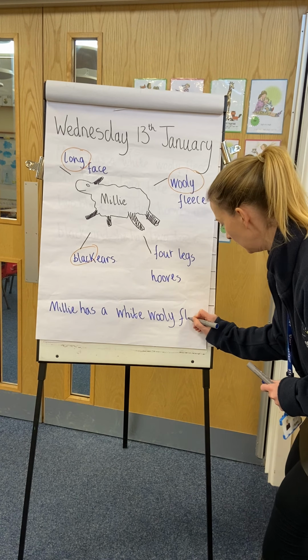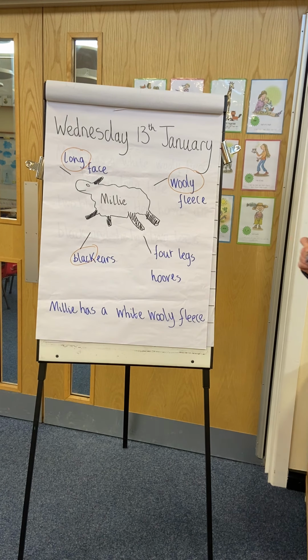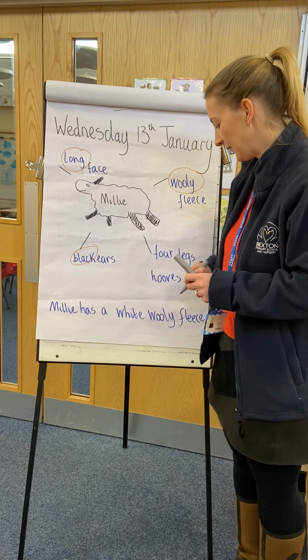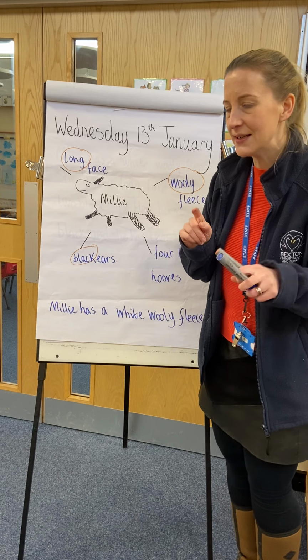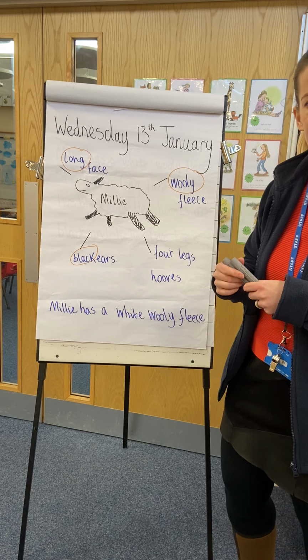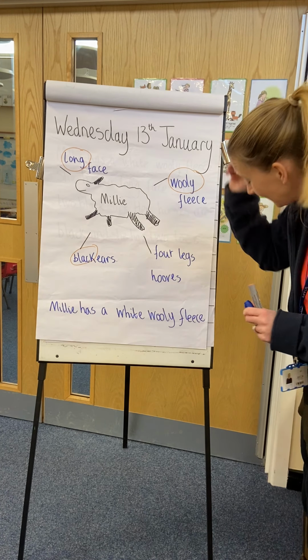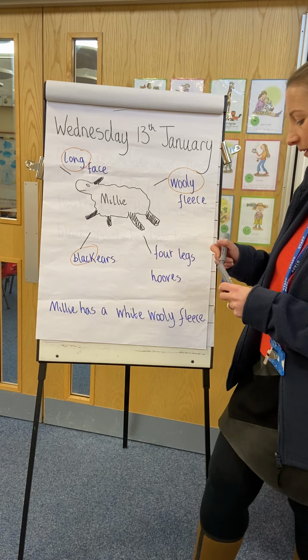E-E-E. What can you see? Fleece. There we are, perfect sentence. Millie has a white woolly fleece. Oh, I can hear some of you saying to me, Mrs. Kilshaw, we don't know it's the end of a sentence. And that's right, because you're correct. I need to pop a full stop at the end to show that that's the end of my sentence.